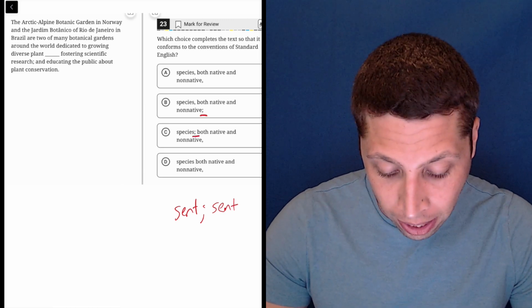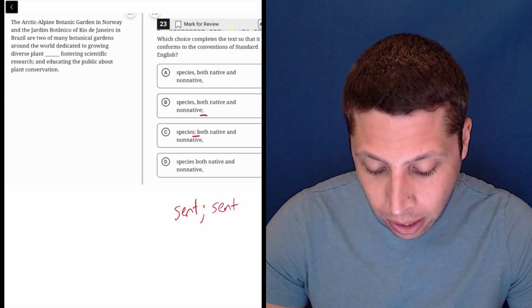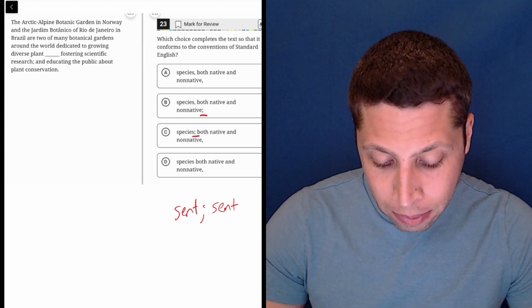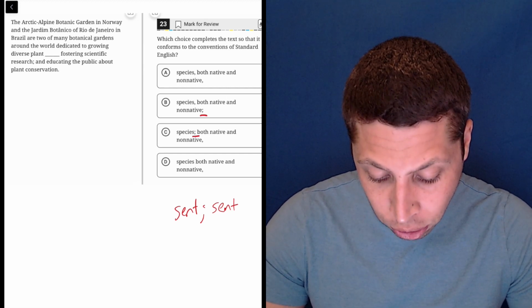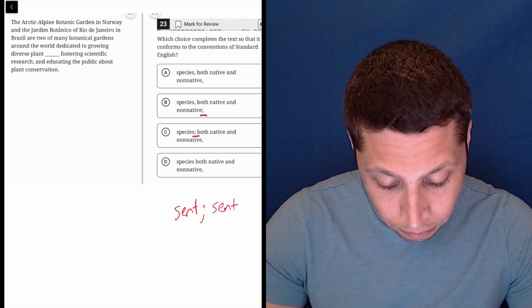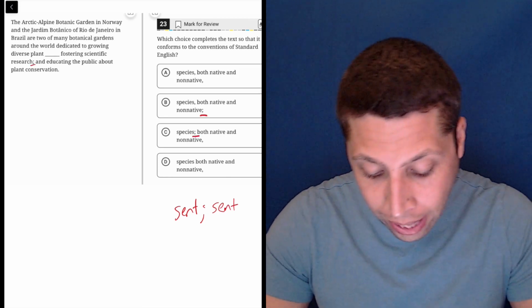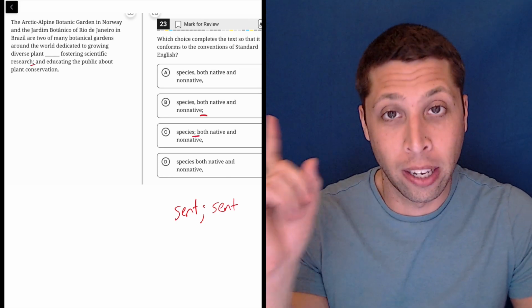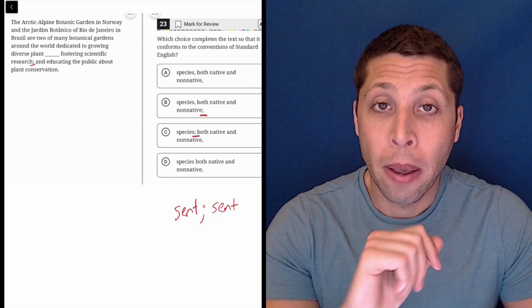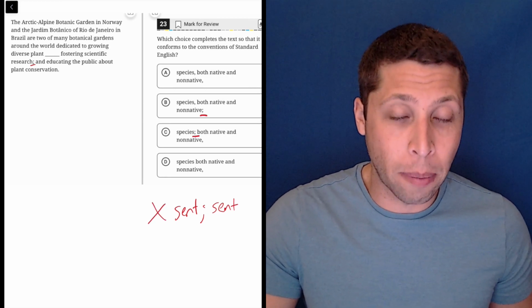The Arctic Alpine Botanic Garden in Norway and the Jardim Botanico of Rio de Janeiro in Brazil are two of many botanical gardens around the world dedicated to growing diverse plant species, both native and non-native, fostering scientific research, and there's another semicolon, and educating the public about plant conservation. Now it's clear. My strategy has changed. This is not about this most common use of a semicolon.